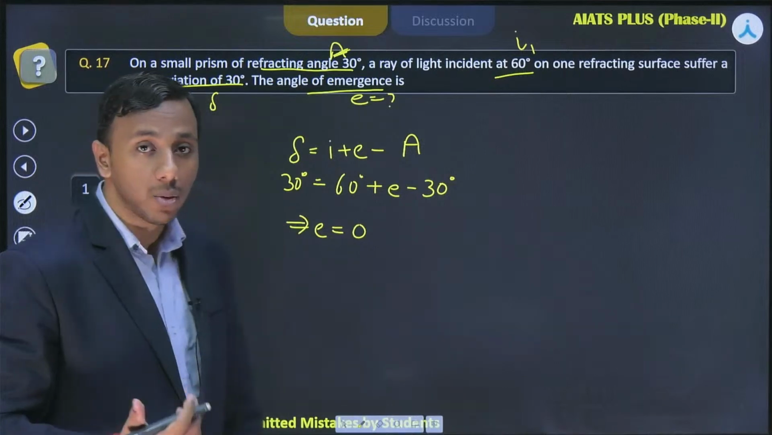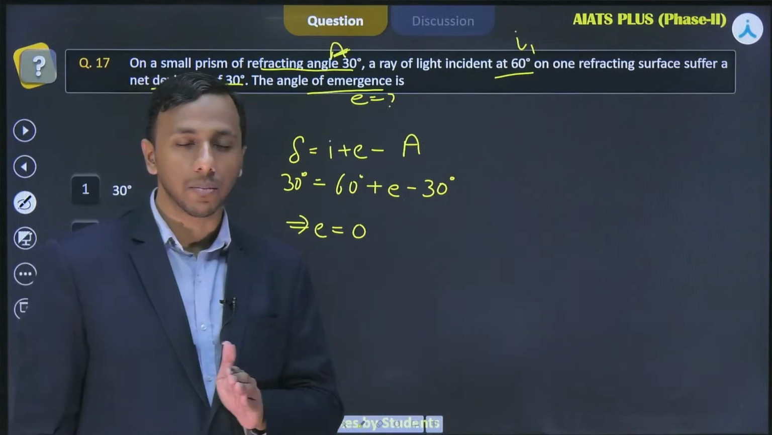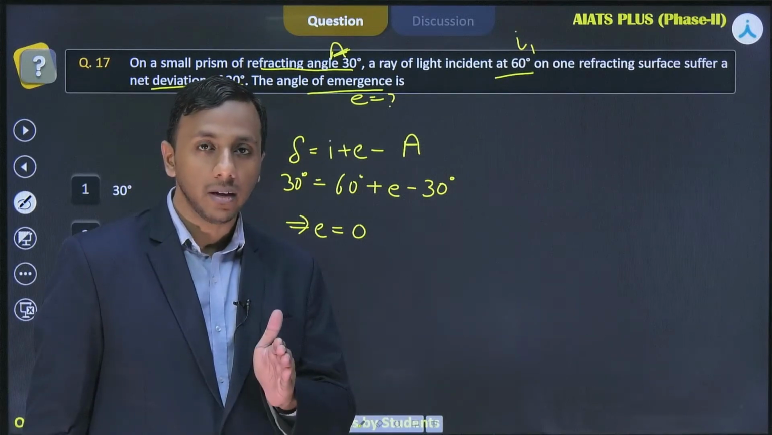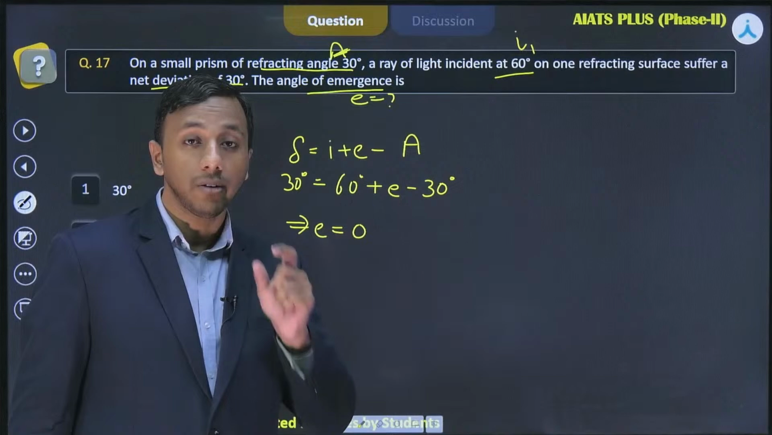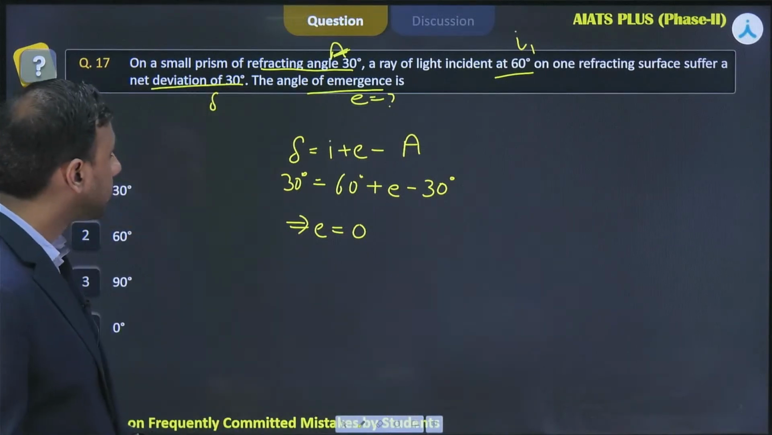So what does this mean, E equal to 0? That means the emergent ray is making 0 degree with the normal. That means emergent ray is emerging at an angle of 90 degree with the surface. Okay. Very well.